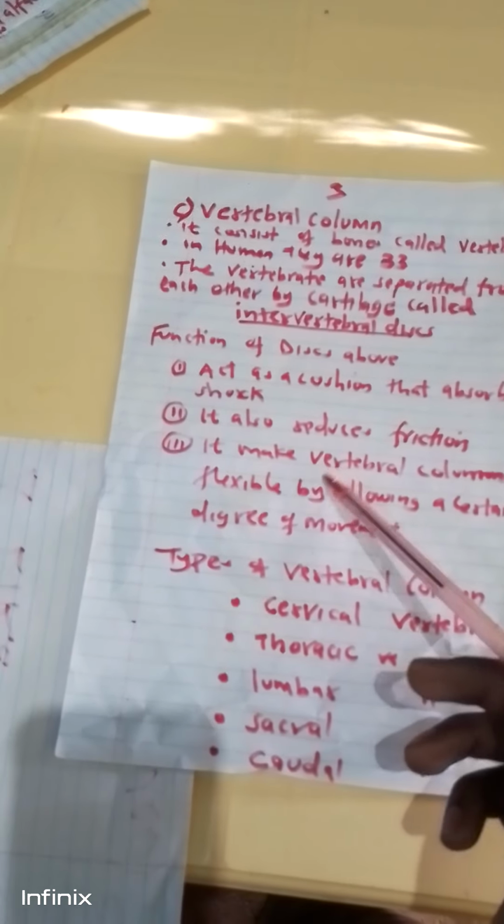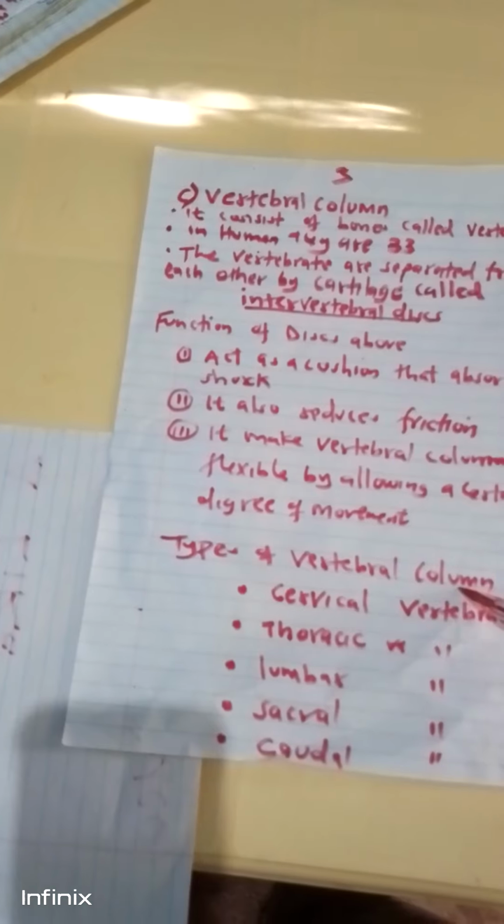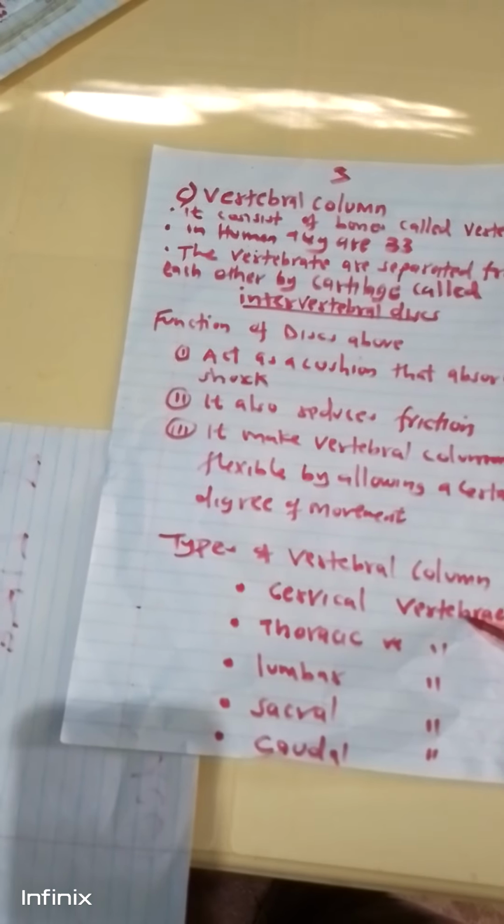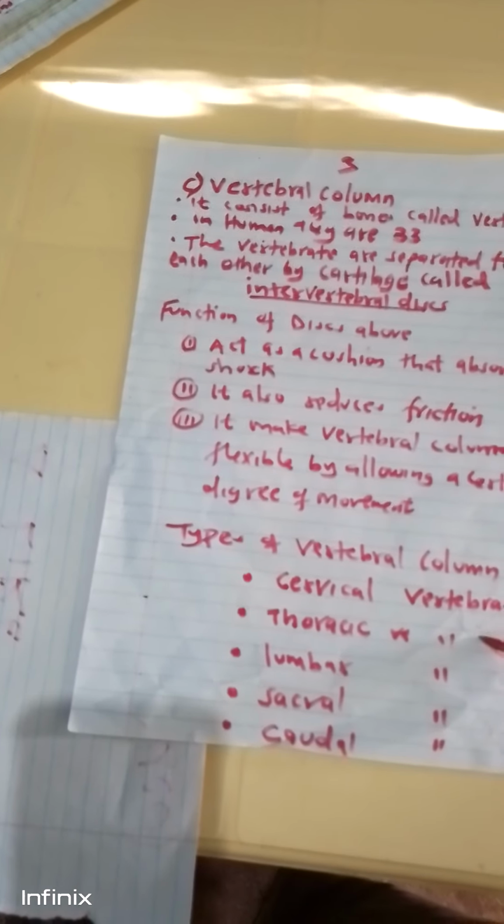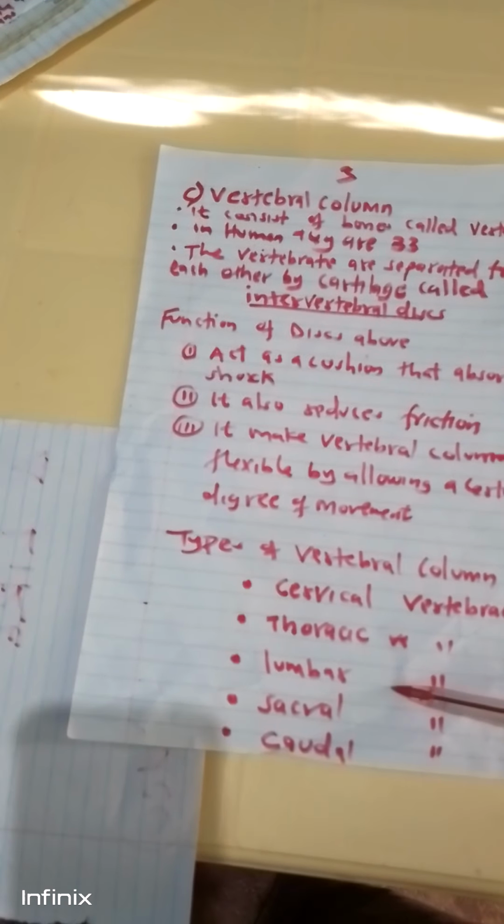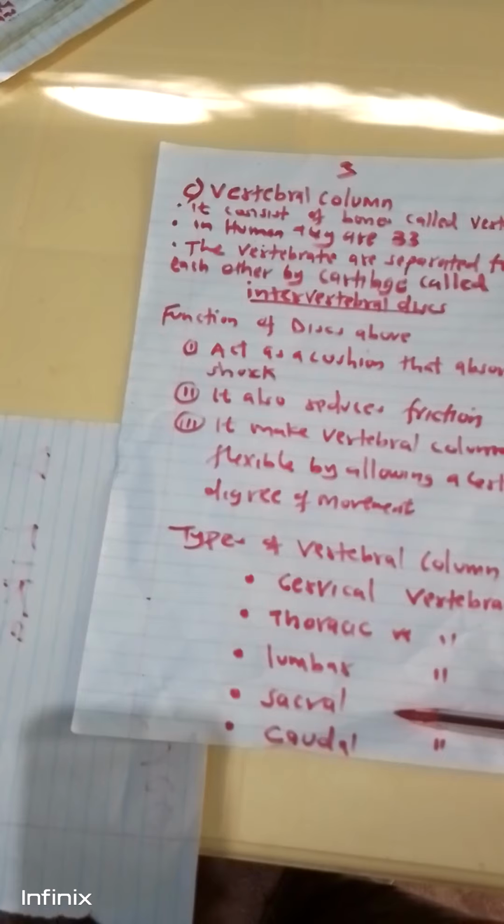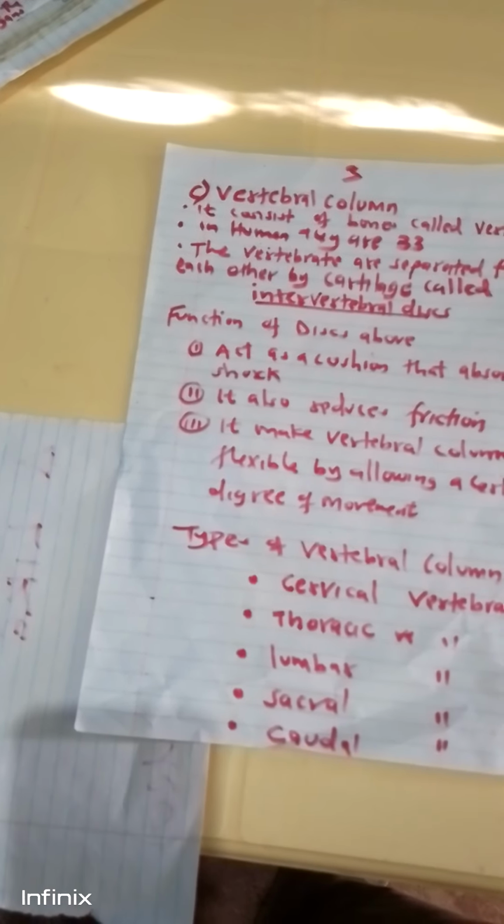From there, we will talk about the types of vertebral column. We have cervical vertebrae, which are found in the neck region. We have thoracic vertebrae, which are found in the chest region. We have lumbar vertebrae, found in the abdomen. We have sacral, then we have caudal vertebrae.